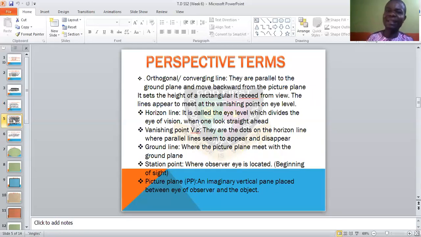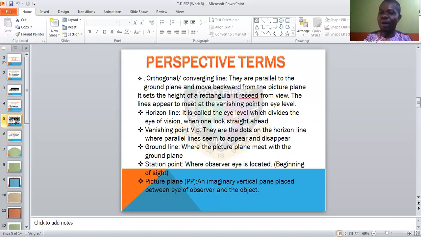Let us look at the terms we use in perspective drawing. Then we'll proceed to see how we draw a 1-point perspective drawing. Because if you want to go to JSS 3, you need to go to JSS 1 and then JSS 2 before you'll be able to go to JSS 3. Am I making a point? All right.